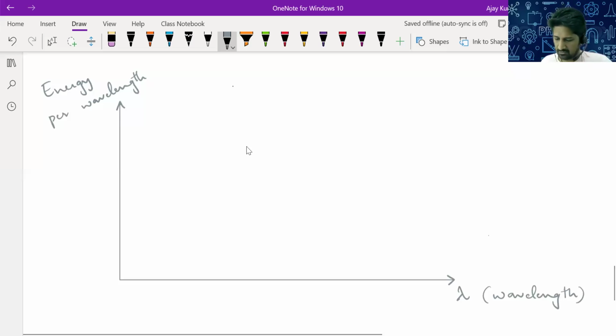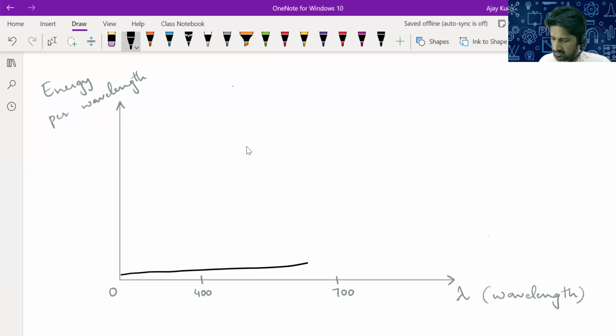So let's split the wavelength axis into three parts. This is 400 nanometers, and let's say this is 700 nanometers, starting from 0. If you consider an object at room temperature, it does emit wavelengths of all possible values, but most of the energy emitted by it will be due to infrared radiation. So this is how the graph would look.